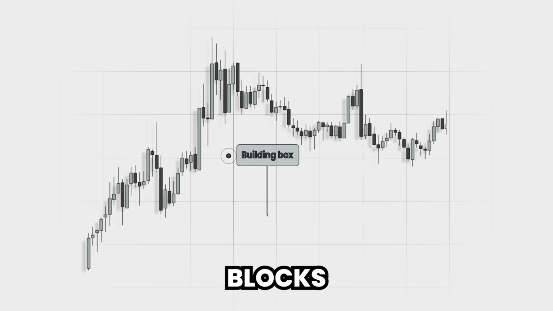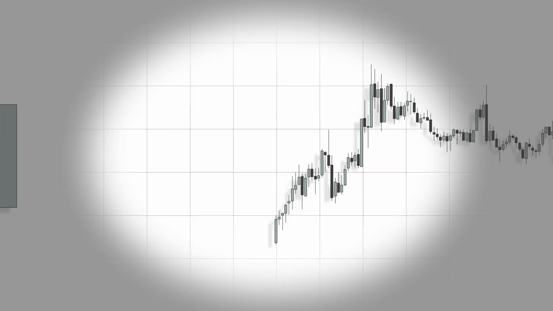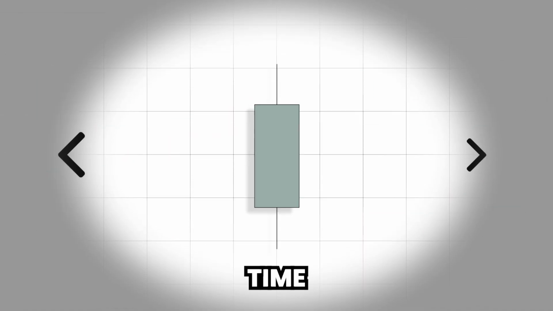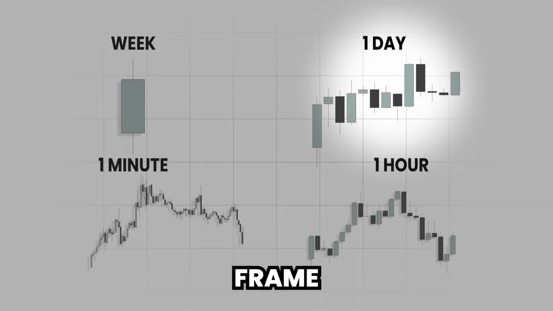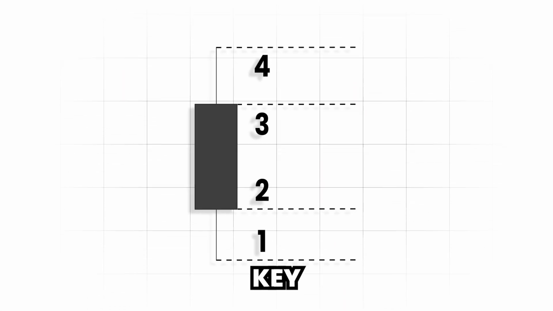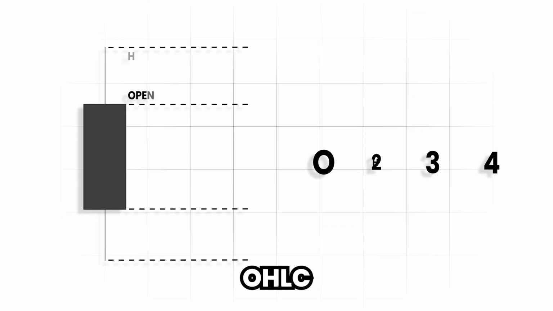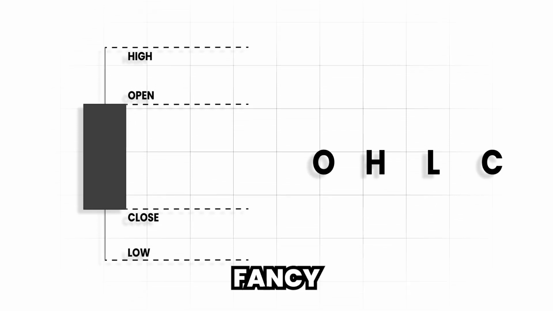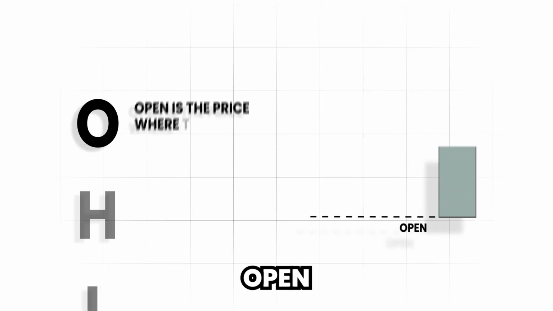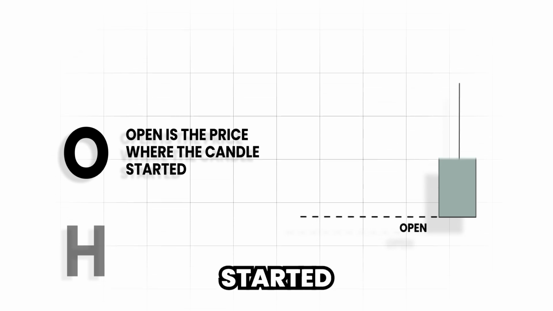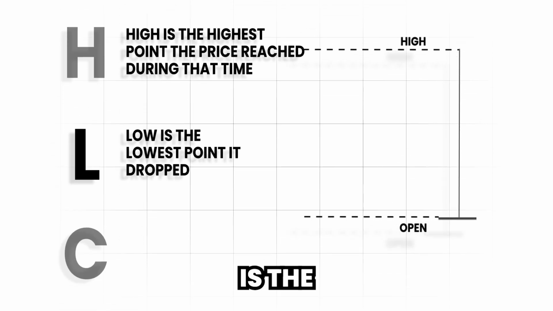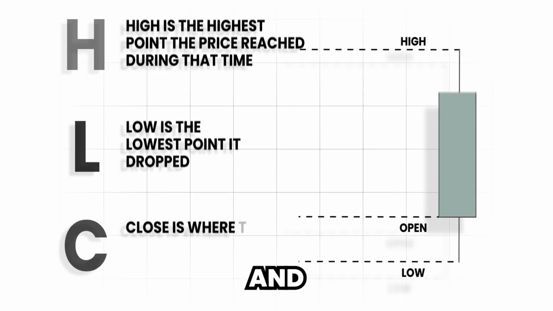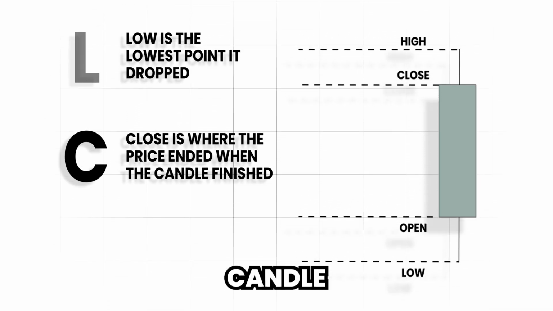Candlesticks are the building blocks of every price chart. Each one shows what happened during a specific time, a minute, an hour, a day. You pick the time frame. Inside each candle, there are 4 key prices. Traders call it OHLC. Sounds fancy, but it's simple. Open is the price where the candle started. High is the highest point the price reached during that time. Low is the lowest point it dropped. And close is where the price ended when the candle finished.